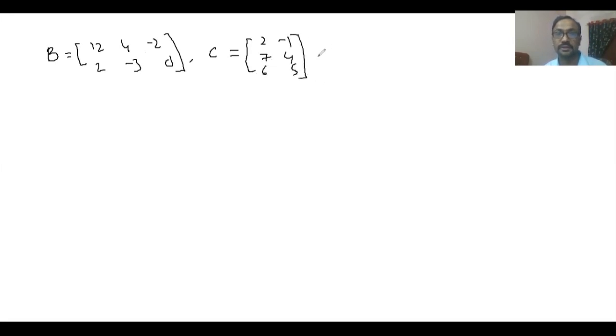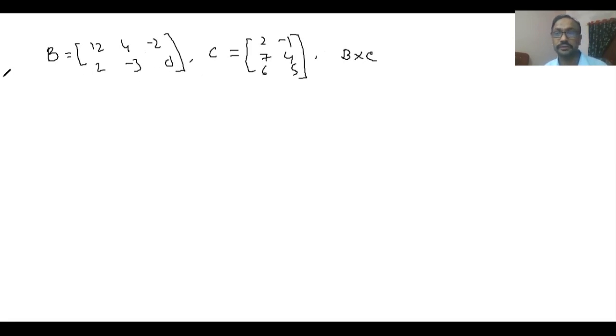Suppose there is another matrix B, which is (12, 4, minus 2; 2, minus 3, 0). Another one is C, which is (2, minus 1; 7, 4; 6, 5). We are going to find out B cross C.